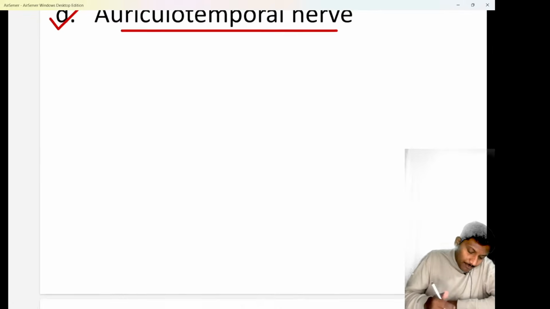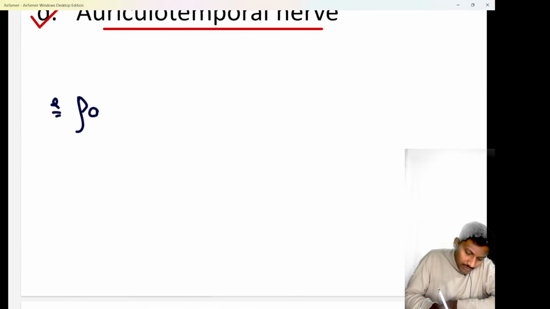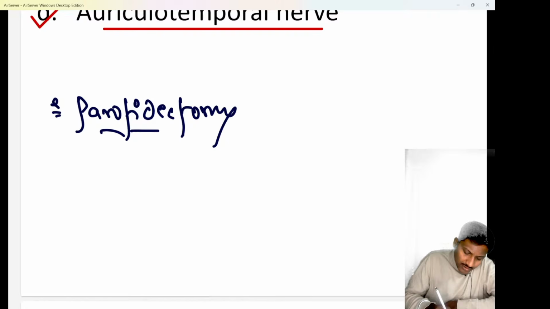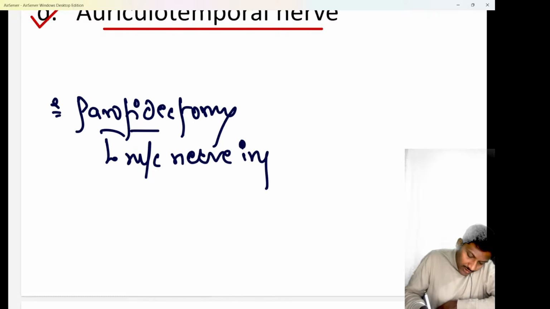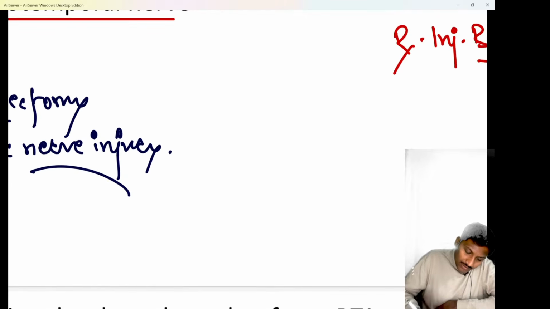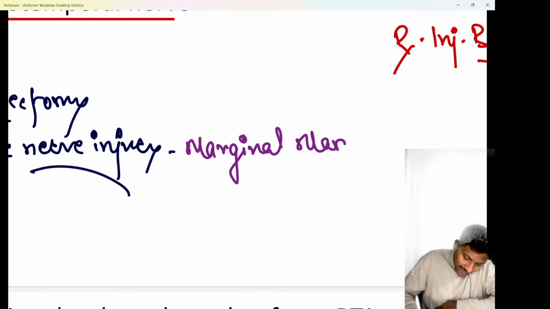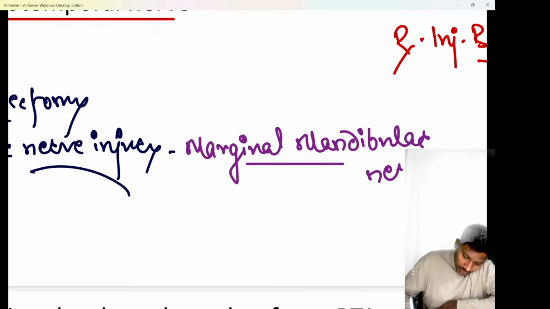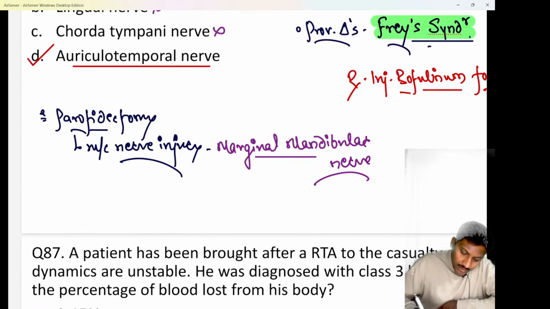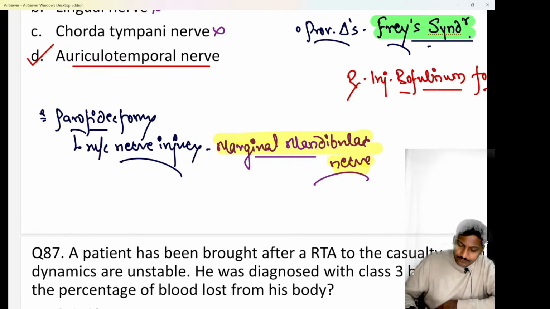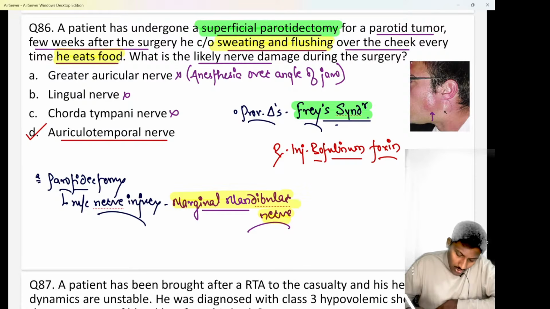Do remember, during a parotidectomy surgery, yes, auriculotemporal nerve can be damaged, greater auricular nerve can be damaged, but the most common nerve that is damaged, do remember, it is neither the auriculotemporal nerve nor the greater auricular nerve. The most common nerve injury that happens during a parotidectomy surgery, answer is MMN, that is marginal mandibular nerve, which causes drooping of angle of mouth. So do remember, the most common nerve that is injured during the parotidectomy surgery is neither the auriculotemporal nor the greater auricular nerve. Answer has to be MMN, that is marginal mandibular nerve.